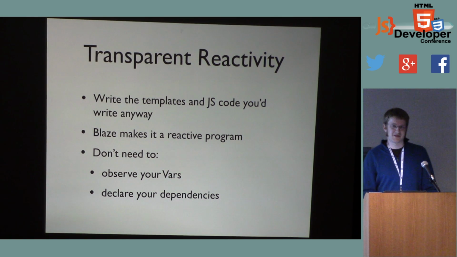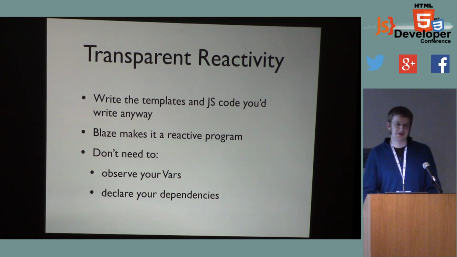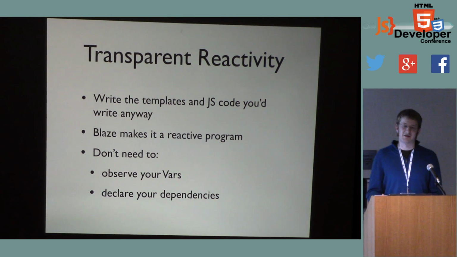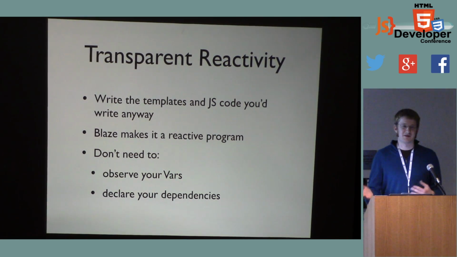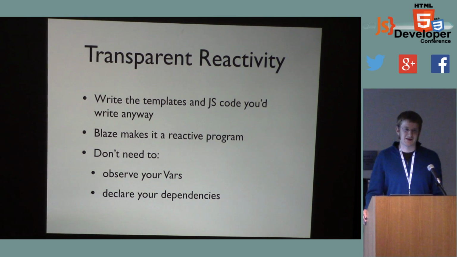And Meteor takes this and puts it in the land of JavaScript programming because you just write the templates and the JavaScript code you might write anyway, and Blaze makes it a reactive program. You don't need to observe the vars. You don't need to declare your dependencies. Basically, the other remaining pattern, if you don't have this system, is what Ember does, which is you tell it that your helpers depend on certain vars. So you would tell it that the name helper depends on the name var, and then it says, OK, I'll do that updating. With transparent reactivity, which is what we do, you don't have to do that. You just access the data, and everything just happens for you.